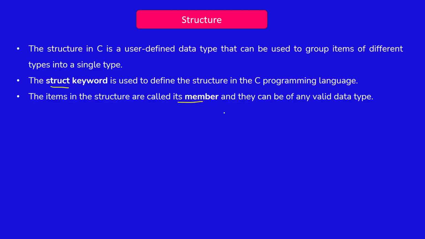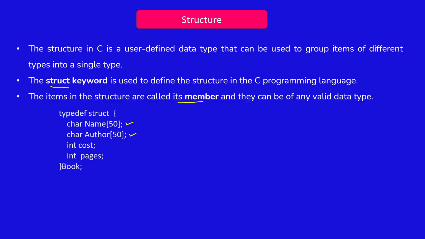Let us take a simple example of structure. I would like to store the details of a book. Here I can't use arrays because the details are name, author, cost, and pages. Name and author come under character data type because name contains some letters, author also contains some letters, whereas cost and pages come under integer data type. Here I can't use arrays, that is why I'm using structure.